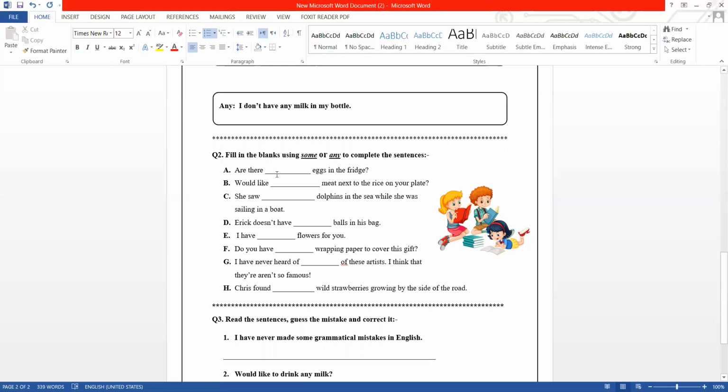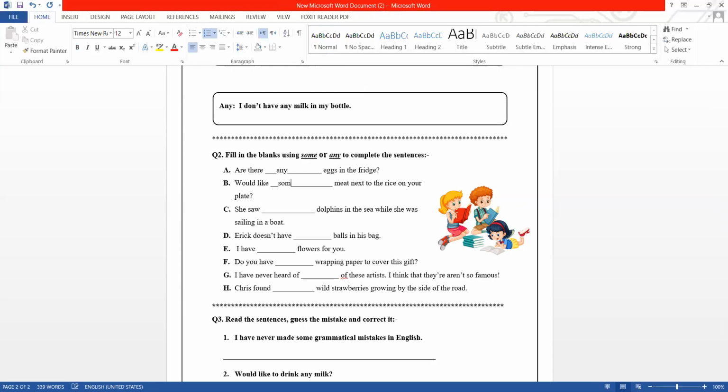Are there any eggs in the fridge? Now here you have a question. So we would say, are there any eggs in the fridge? Let's move to number 2. Well done. It's an offer, so we have to use some. What about this one? She saw some dolphins in the sea while she was sailing in a boat. Good job. It's a positive sentence, and dolphins are countable nouns, so we can use some.